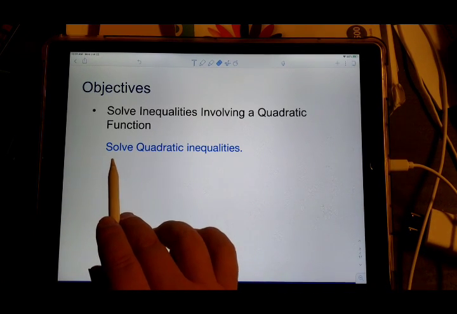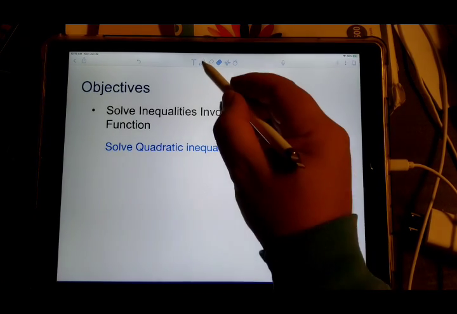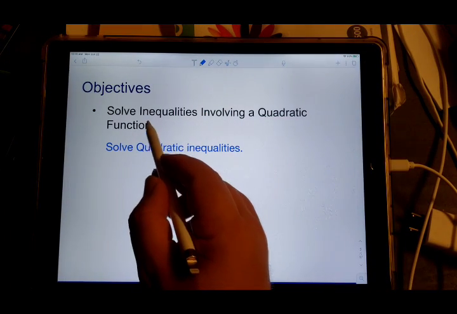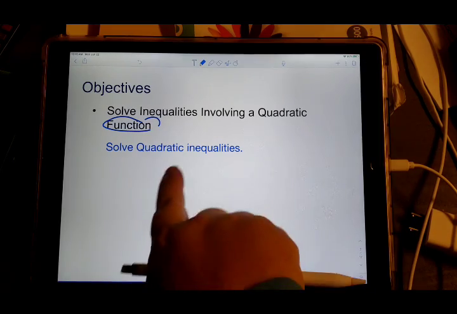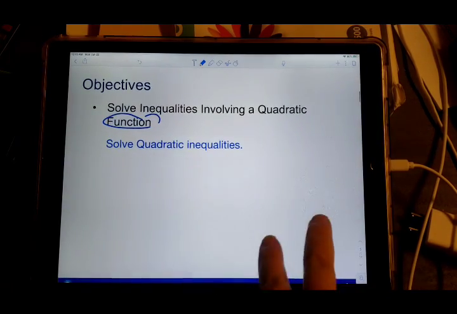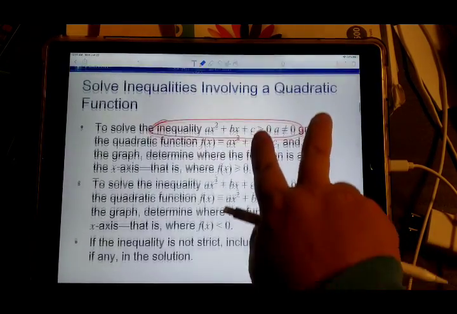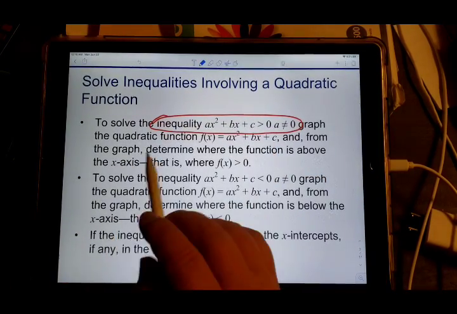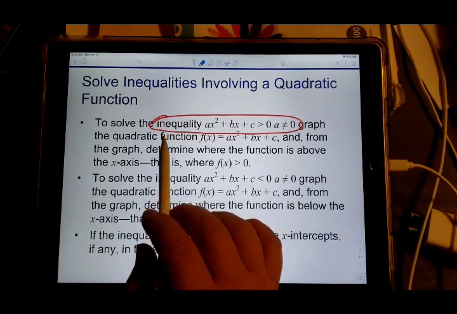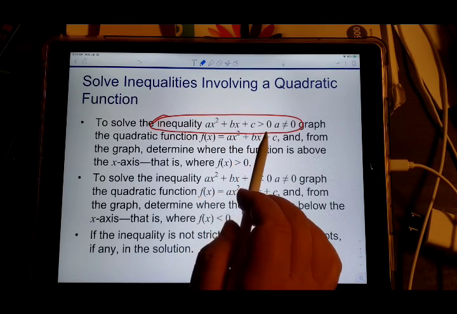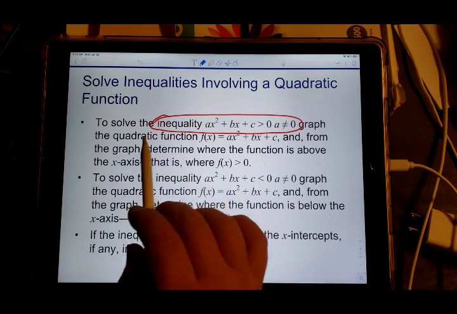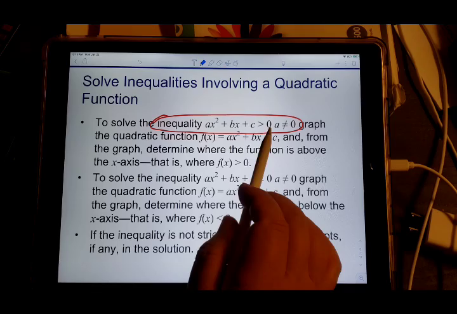So we want to solve quadratic inequalities, probably using a quadratic function to do it, but that's a choice not really tied to the questions that we're solving themselves. To punctuate that, this is what I mean. To solve the inequality ax squared plus bx plus c is greater than 0, that's what we want to do.